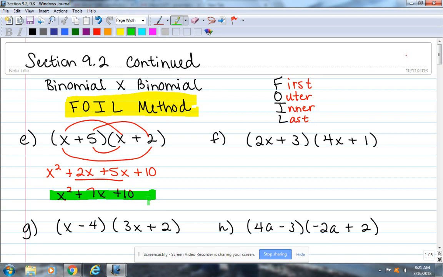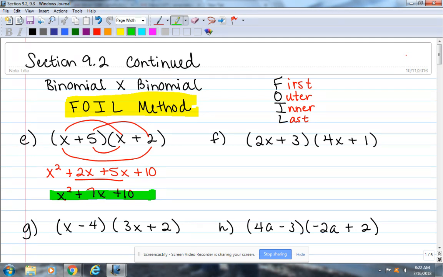So FOIL just tells you what order to multiply. Now, if you would like to think of it differently, instead of remembering FOIL, because it really doesn't work for anything besides binomials times binomials, I like to call it repeat distributive property. You're going to distribute the x times the two terms over here, and then you're going to distribute the 5 times the two terms over here. And it's really the same. You get the same thing in the same order. So I don't care if you think about it as FOIL method or distributive property method, it's the same thing.